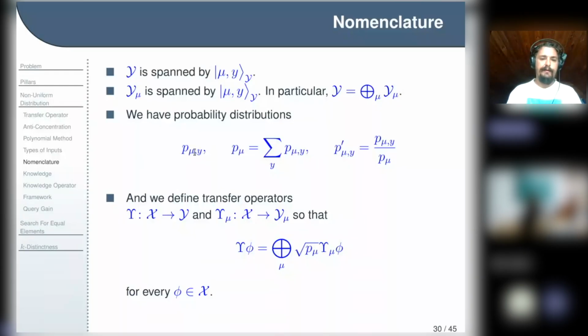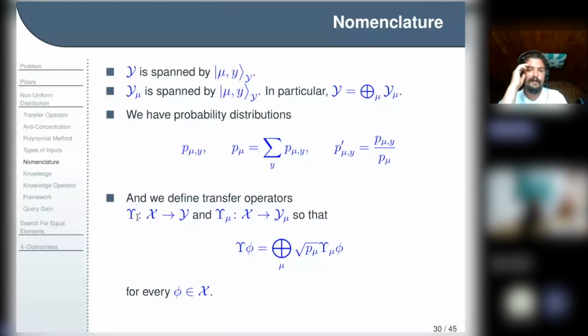Then I have probability distributions. p mu y is the same thing as p y before, just the probability of a particular input. p mu is the probability of a particular type, so that's the sum over all inputs y that have type mu. This p prime is just the conditional probability, p mu y divided by p mu. And so I can define, like previously, this transfer operator which goes from x to y directly.